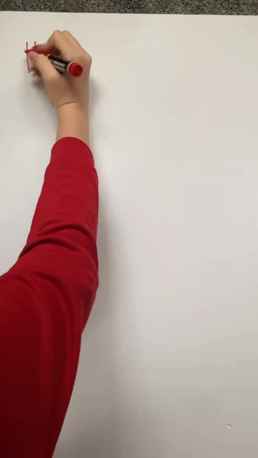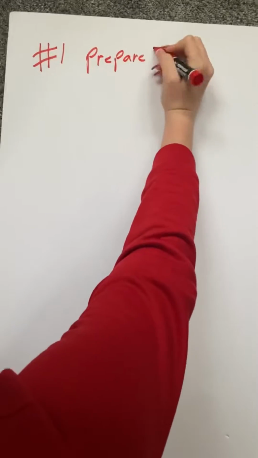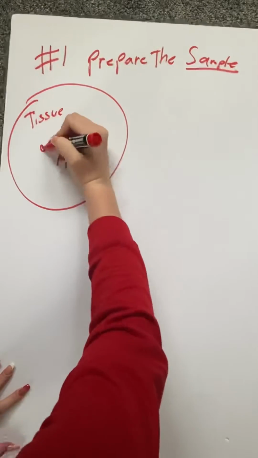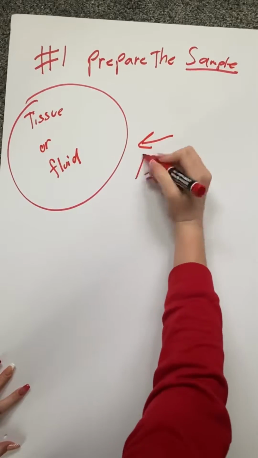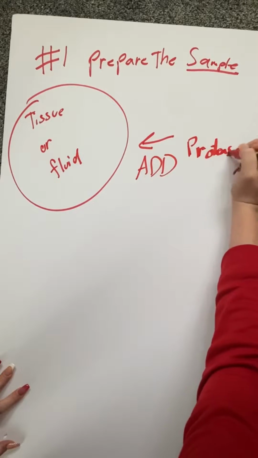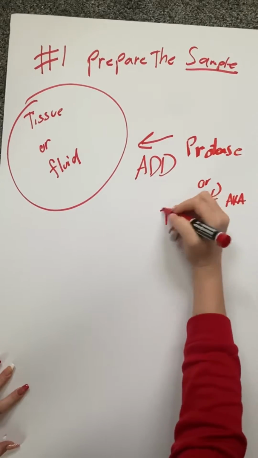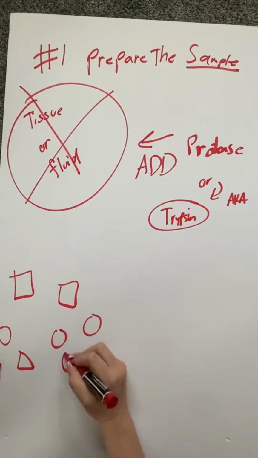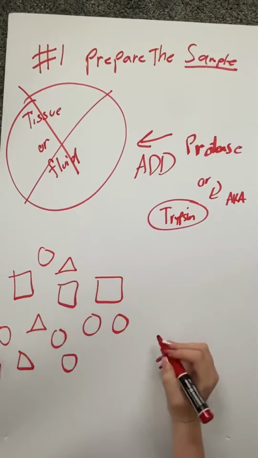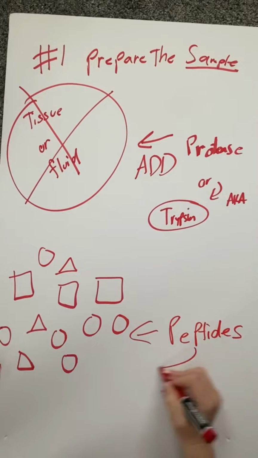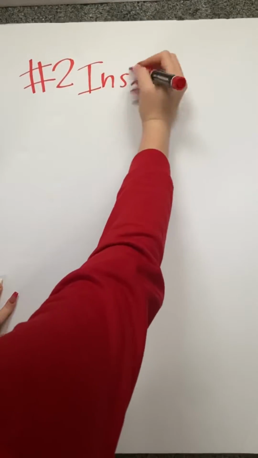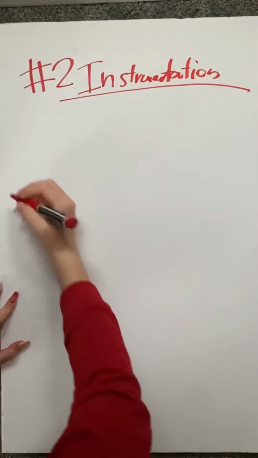I will now explain to you the 3 steps of proteomics and mass spectrometry, starting with number 1, preparing the sample. As we take a sample from the crime scene, we don't know what it is. It could be blood or body fluids or tissue, but we do know that it is too big to fit in a mass spec. So we must add a protease, usually trypsin, to break the sample down into smaller bits called peptides.